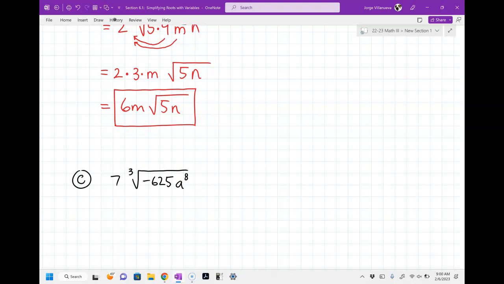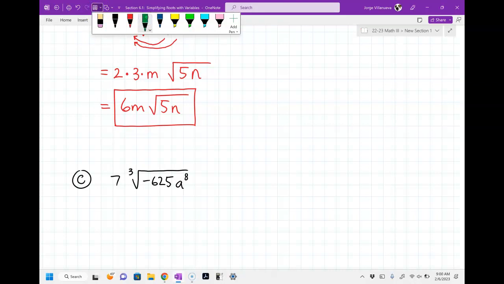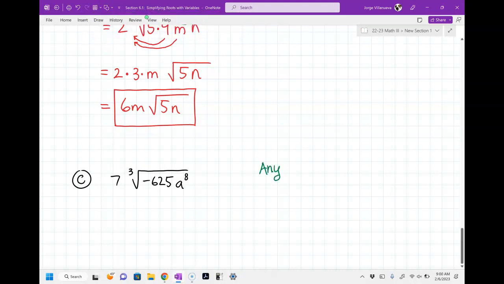Now, if you're seeing that negative inside of that radical and you're thinking, wait a minute, that doesn't make any sense. Cubed roots, any odd index can have negatives inside, okay? So I'm going to write that down for you guys right here. Any odd index, so a power of an index of 3, 5, 7, 9, 11, 13, right? Any odd index can have a negative number inside, okay? It can have negatives inside the radical.